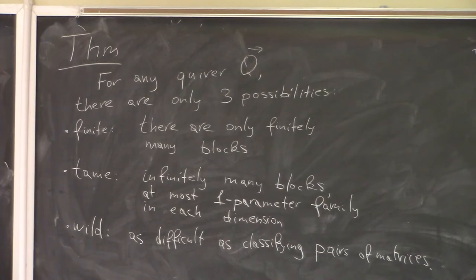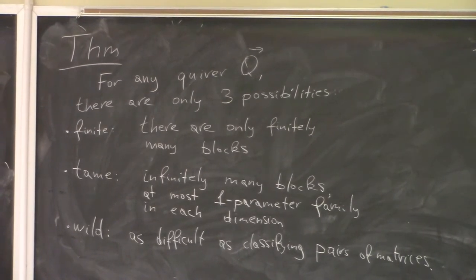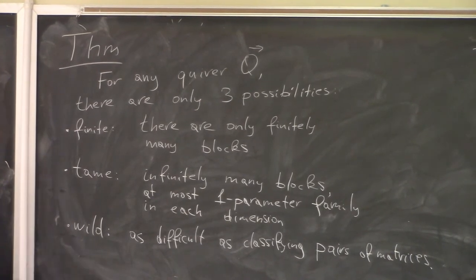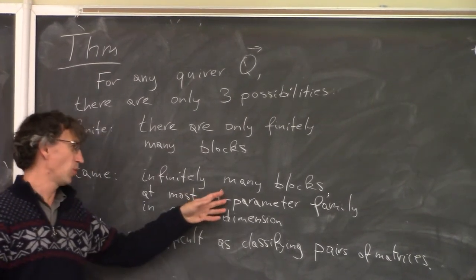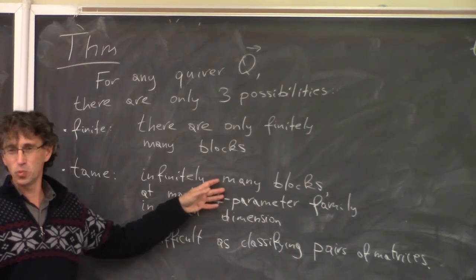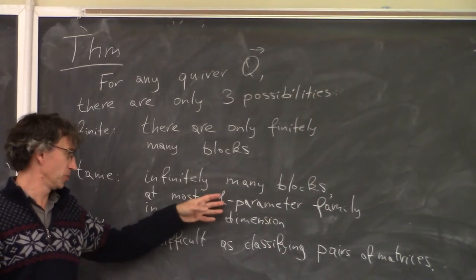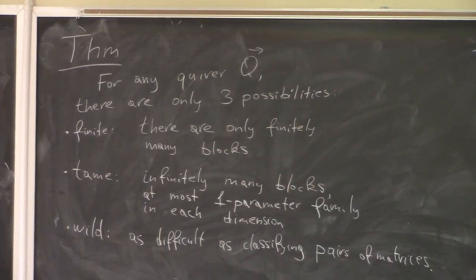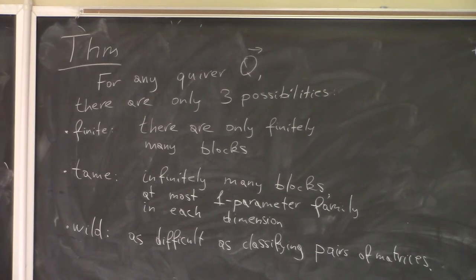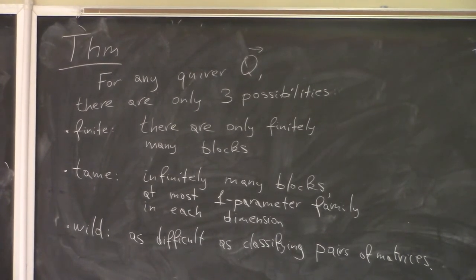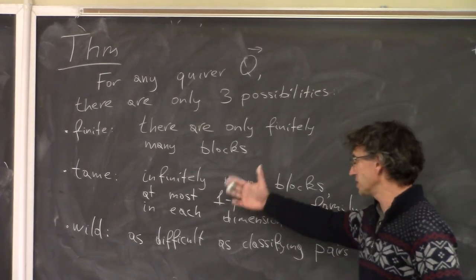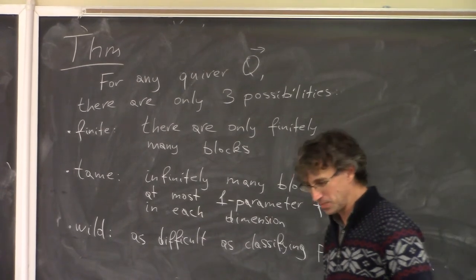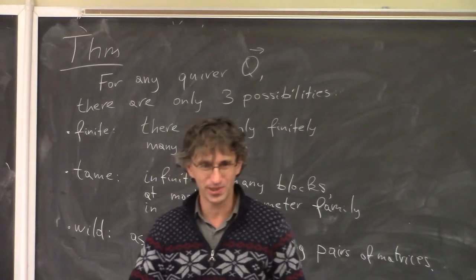Why do you isolate the one parameter case here, instead of looking at maybe two parameters? It's not that I isolate, that's the real world. It turns out that there is no situation where you have an at most two parameter family. If you have at least a two parameter family of indecomposable blocks in one place, then you actually have all dimensions. Any number of dimensions becomes possible, so you either stay at most one or you get any possible number of parameters. It's not the choice I make, it's the way life works.